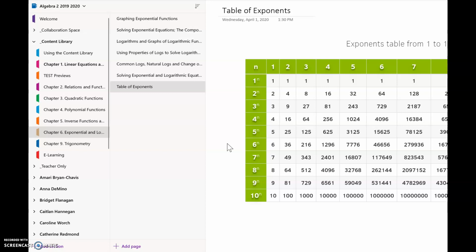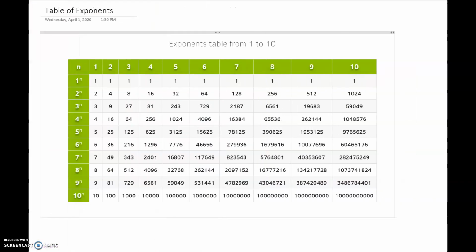Now, before we jump into that, I want you to look at what's on the screen at the moment. This is in the Algebra 2 OneNote folder, under Chapter 6, Exponential and Logarithmic Functions, and it's the last page. I know there's lots of stuff that we haven't done yet, but I've just added this, that's why it's at the bottom. So the last page of Chapter 6 is Table of Exponents. Close the pane on the left hand side and let's look at this table now.